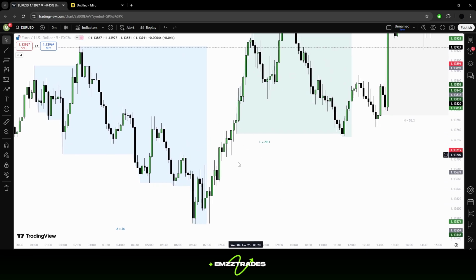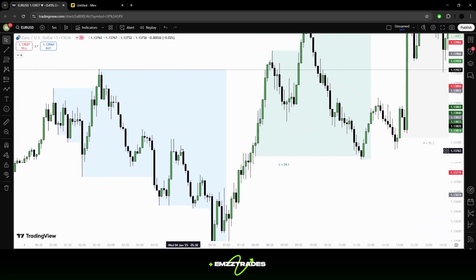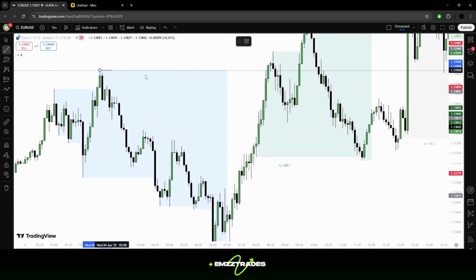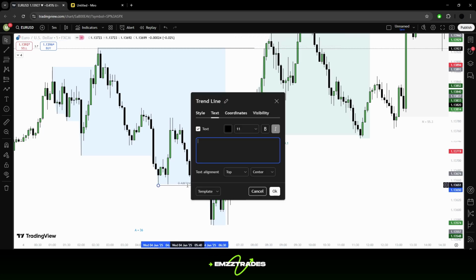But anyway, what I'm going to be doing now is marking out the highest point and lowest point of the Asian session. As you can see, this is the highest point right here. We're going to be marking out the highest point, and we're going to be marking out the lowest point, which will be anywhere around this area of liquidity. So right here, and as you can see, it's easily been taken out right there, which is going to be our liquidity area.